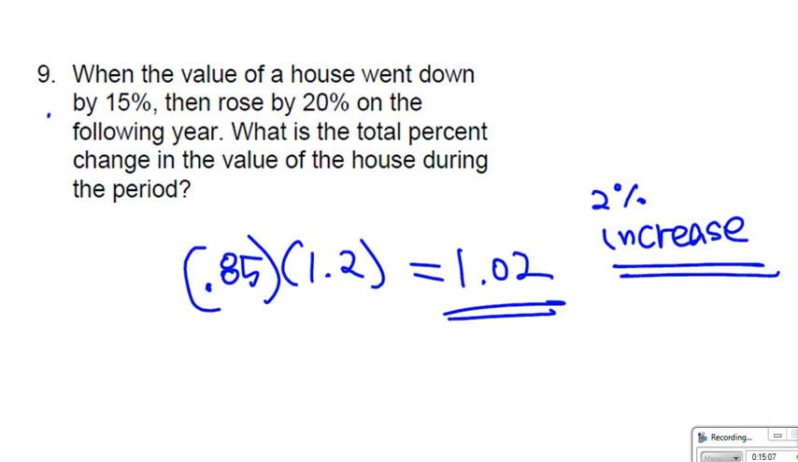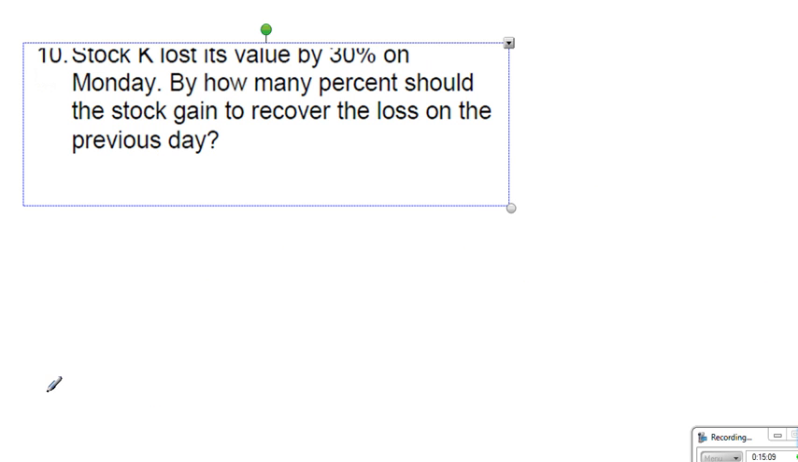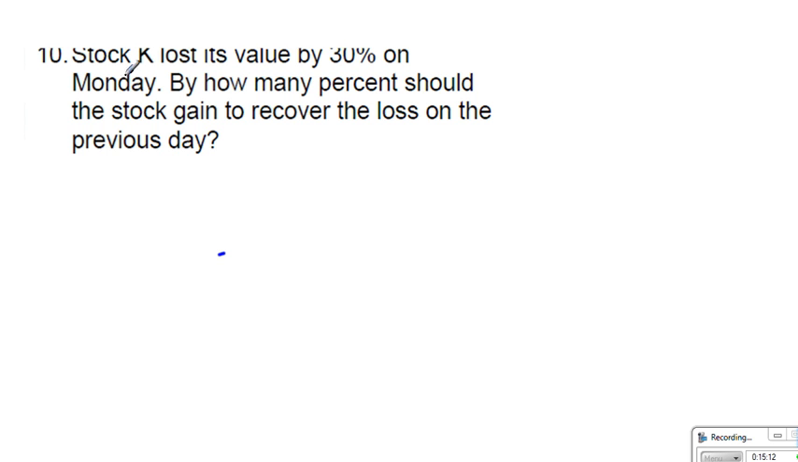All right, let us move on. Number 10. If it's lost by 30%, that means we can say whatever the price was, we can write it as p, because lost 30%, we still have 70% left, so 0.7p. By how many percent should the stock gain to recover the loss? We have no idea, so I'm going to call it x. But the recovered price is the same as the original, so it's going to be just simply p itself.